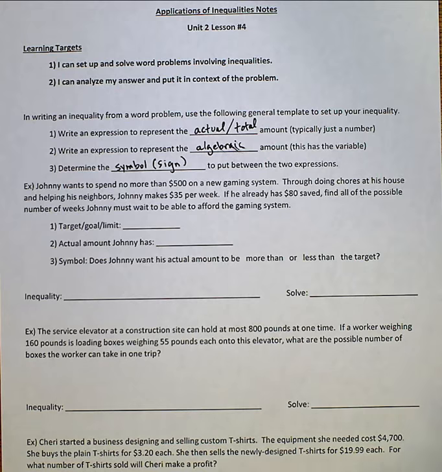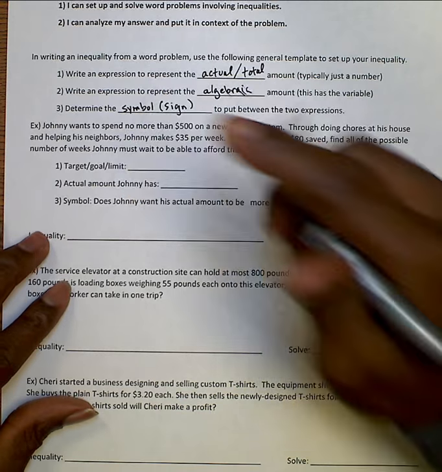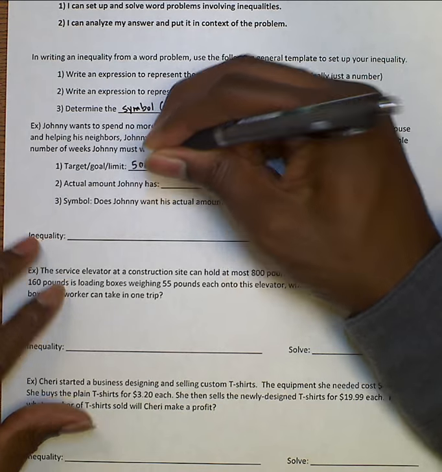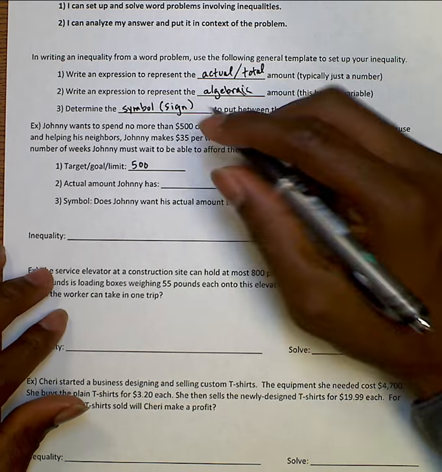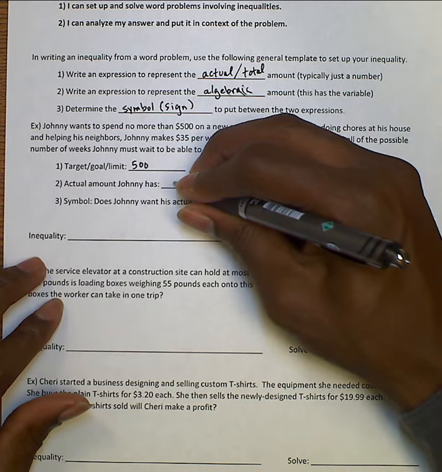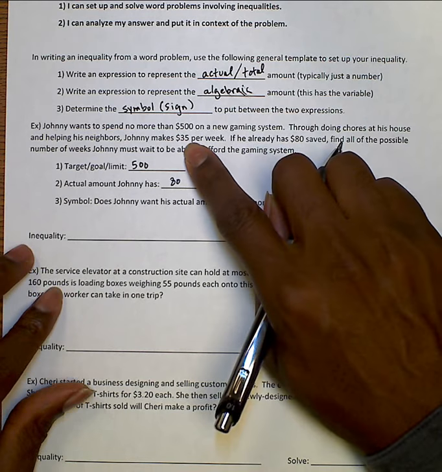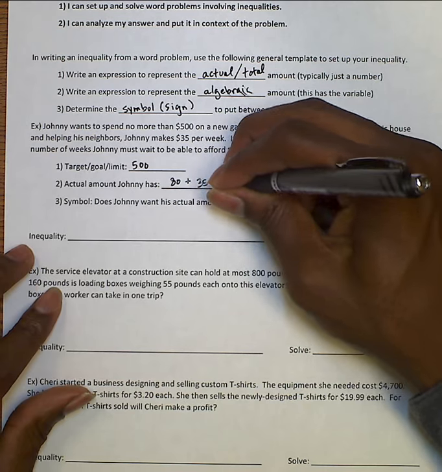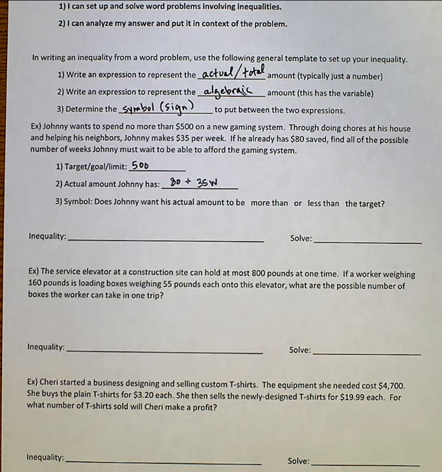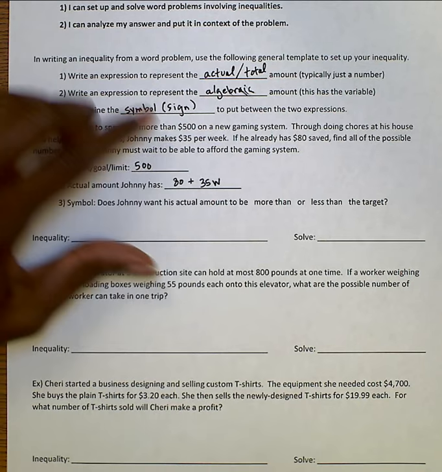Here we're going to look for the actual or the total or the target. What's Johnny's target? Johnny wants to save $500. So that's his target, 500, this is his actual amount. Now, in this problem, we start off that Johnny already has $80, and he can count on $35 per week. So we're going to write $80 plus 35W. What we have here are our two parts: the actual number, 500, and the algebraic expression, $80 plus $35 per week. Those are my two sides of my inequality.